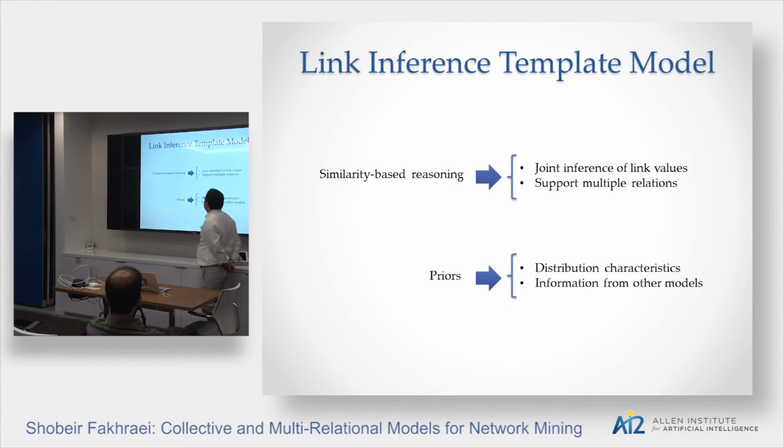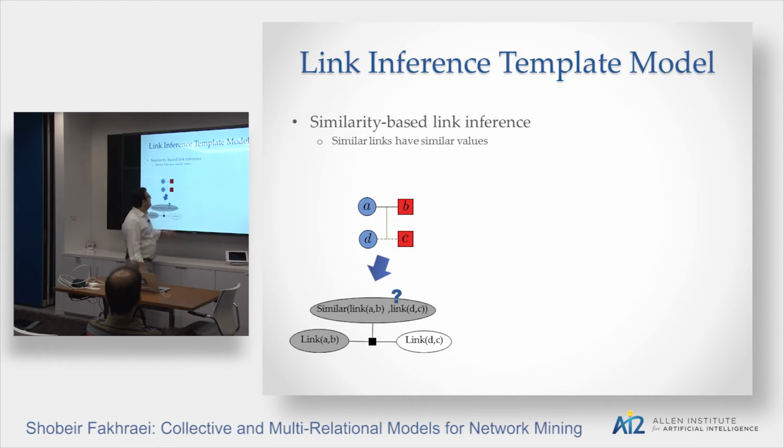One of these is similarity-based reasoning, and for similarity-based reasoning, it's going to support joint inference for link values and support multiple relationships, and it's going to have priors that can capture distribution characteristics and also can incorporate information from other models. So the first component, similarity-based link inference, makes a simple assumption. If two links are similar, their value should be similar. And it will look like this. If link AB is similar to link DC, then their value should be similar. But the question is, how do we define the similarity between link AB and link DC?